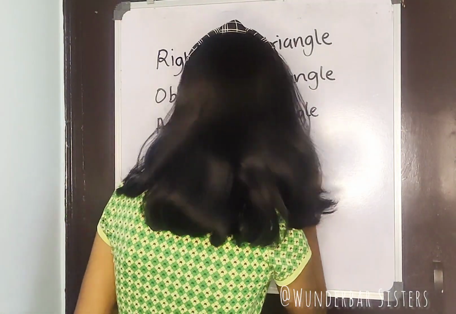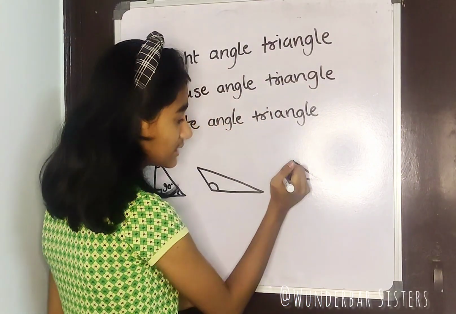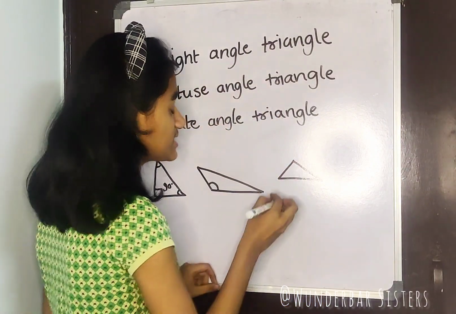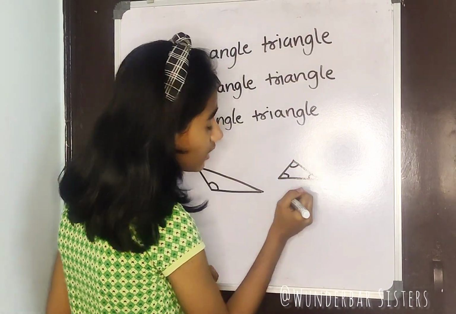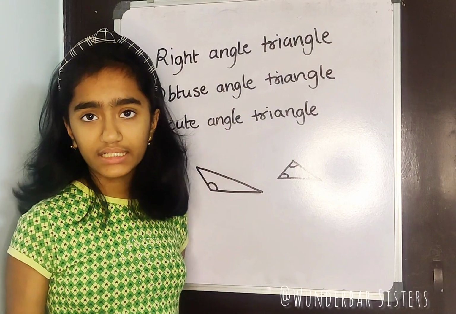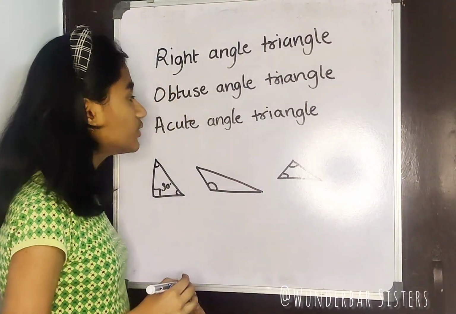Then the same goes for an acute angle triangle. The angle is less than 90 degrees. So all these angles are acute angles. So this is an acute angle triangle.